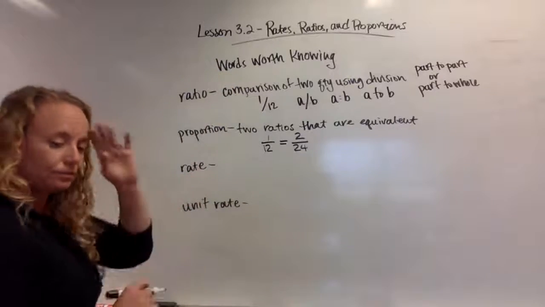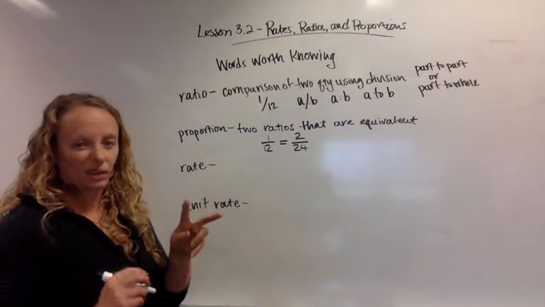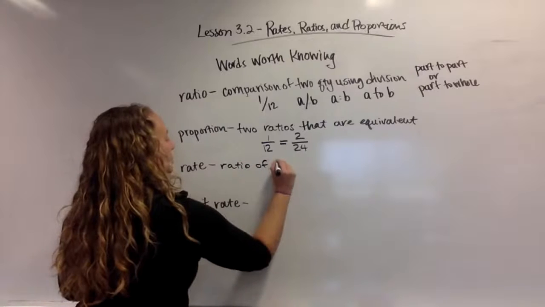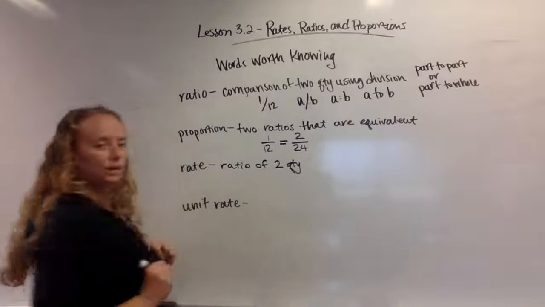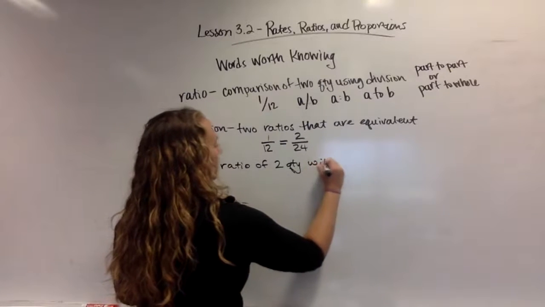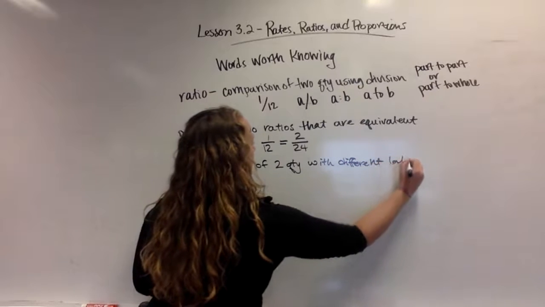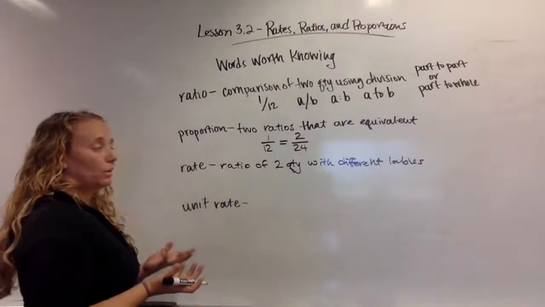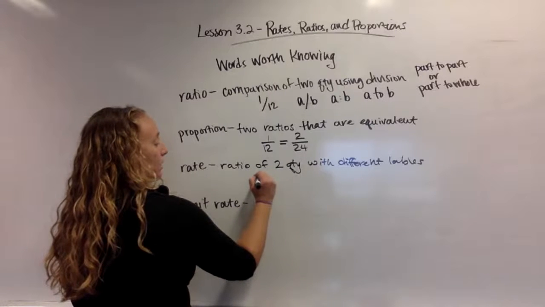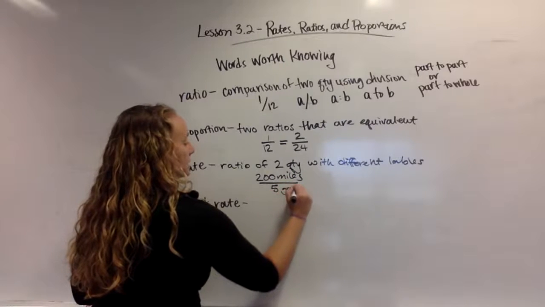Next one, rate. Rates are a ratio of 2 different quantities with different labels, or 2 quantities with different labels. So it's a ratio of 2 quantities. Again, I'm going to use QTY for that. 2 different quantities, ratio of 2 quantities with different labels. So for example, we would maybe talk about my dad driving for 200 miles and using 5 gallons of gas.